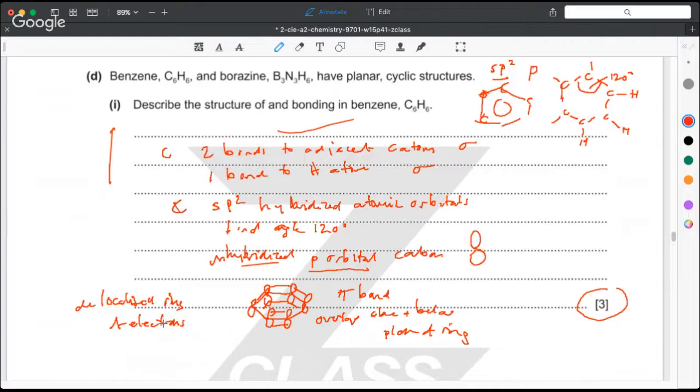Okay, so we've just packed in as much detail as we can there using the best language that we've got. We've got carbon, making two sigma bonds to adjacent carbon atoms and a sigma bond to a hydrogen atom. The carbon atom is sp2 hybridized in its atomic orbitals, and sp2 hybridization gives bond angles of 120 degrees. That leaves one p orbital behind that's unhybridized. It has this shape here, and that shape means you can have sideways overlap between p orbitals. That sideways overlap forms a pi bond, and the sideways overlap above and below the plane of the ring gives you a delocalized ring of electrons.